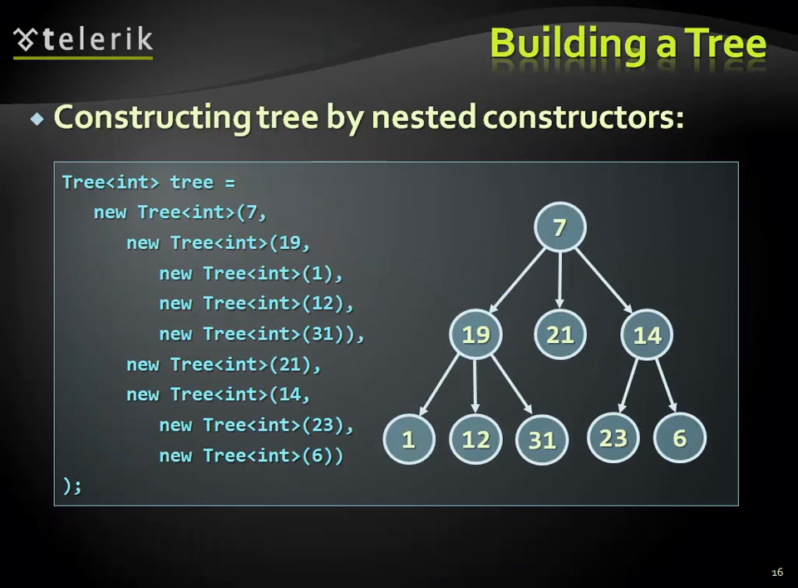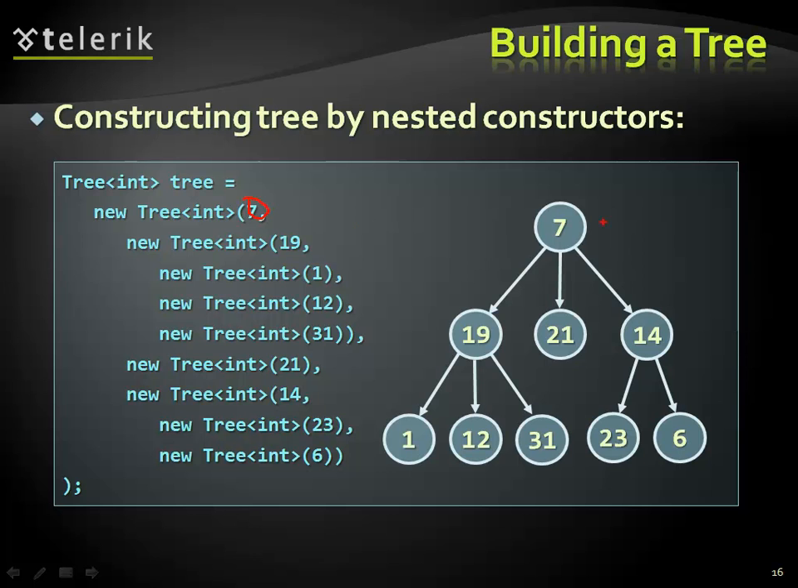Okay, so having this class, how can we construct a tree which looks like this? Well, we say, create me a tree. This tree will be a new tree of integers, and this will have its first value 7, the root value of 7, and in it a tree which has a root value of 19, and in it a tree which has a root value of 1, and in it a tree which has a root value of 12, of 31, etc. Okay. And when you do that, what will happen?